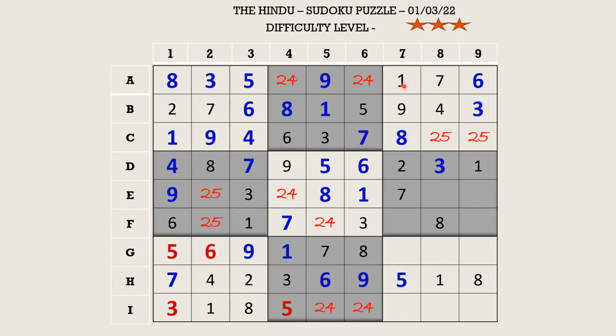Let's try to fill column 7. In column 7 there are 3 missing numbers, that is 3, 4 and 6. In I row you have 3 here and 4 in this pair. In this 2, 4 pair there is a 4 blocking. So I7 takes 6. Now the missing numbers are 3 and 4. There is a 3 here. So F7 takes 4 and G7 takes 3.